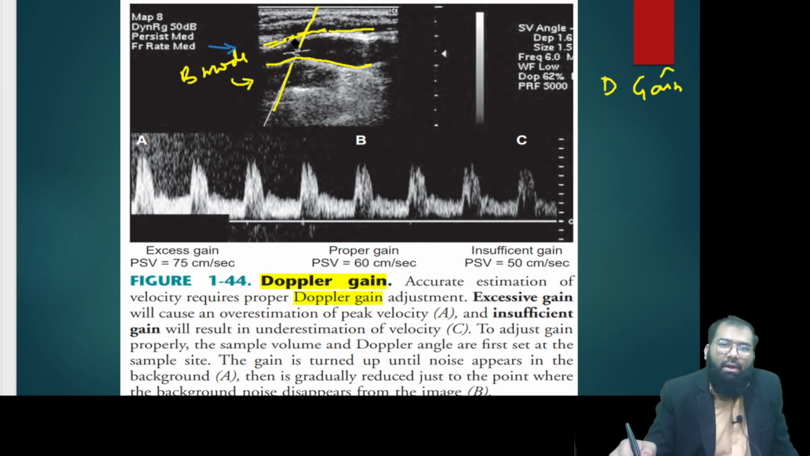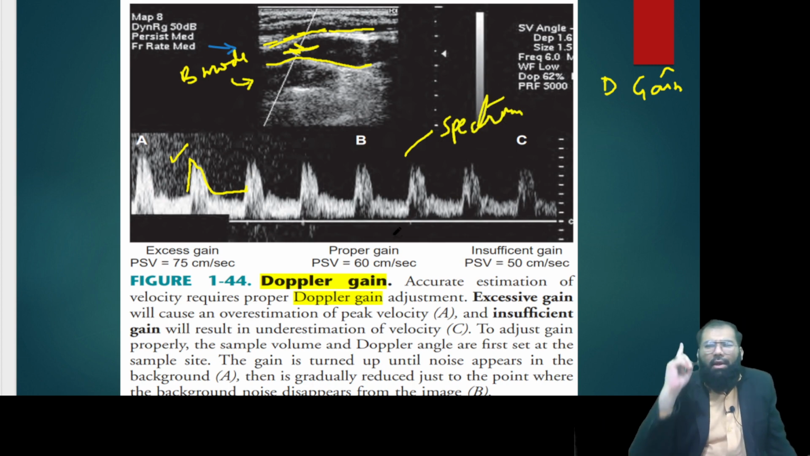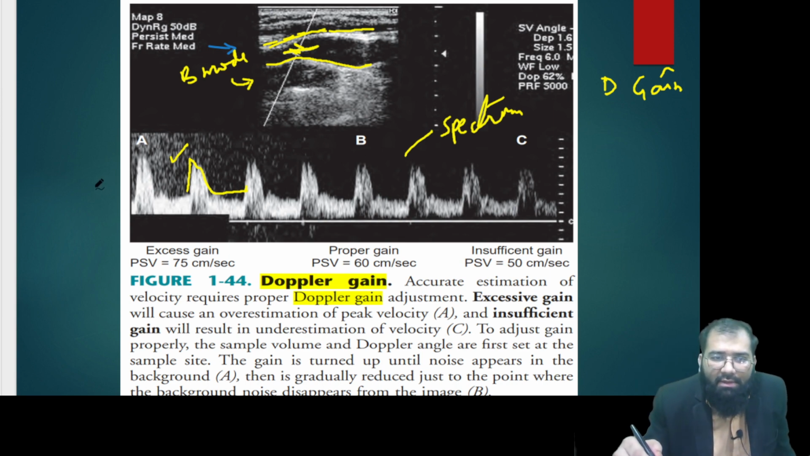Now I move ahead. Now let us look here. Look here, look at this. You are able to see this sample gate which is kept inside the lumen of the blood vessel, and as soon as you are able to see this, so this is the angle, and as soon as you click the set button, you are able to get this waveform. This waveform. Okay, so this is called spectrum.